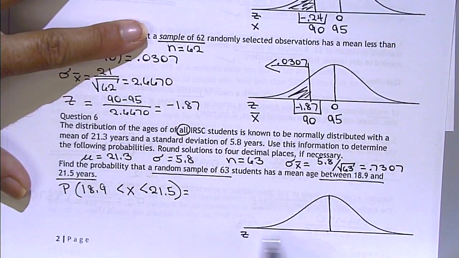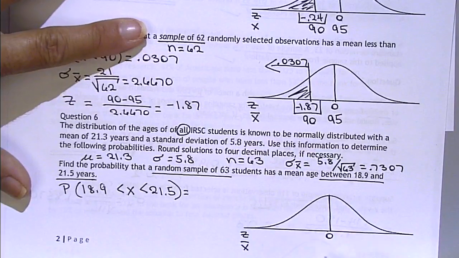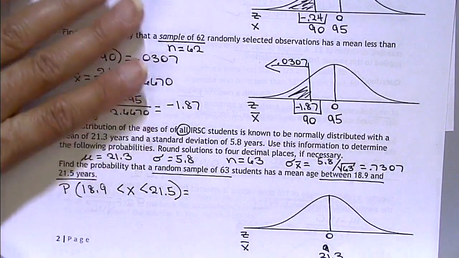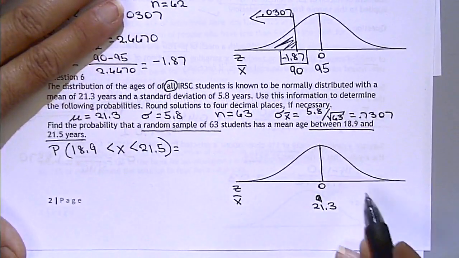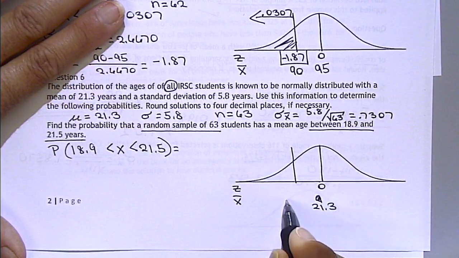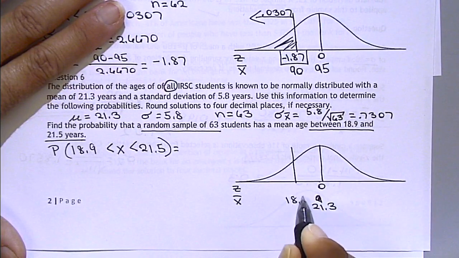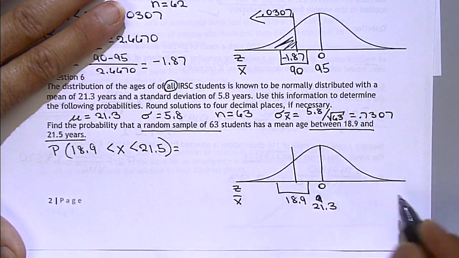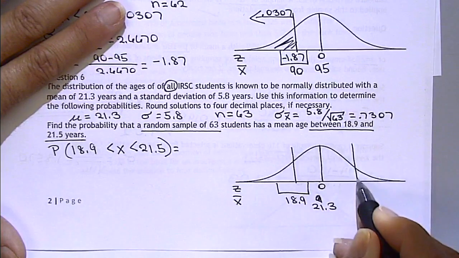So here's z, here's 0, here's x bar, and the mean is the mean, right? So I got not 90 something, 21.3. Better. So let's place our two scores that we're interested in. One's on one side and one's on the other. Now it doesn't have to be that way, it just so happens to be that way for this problem.